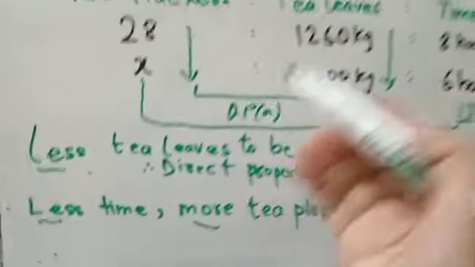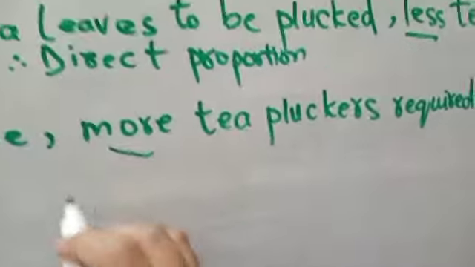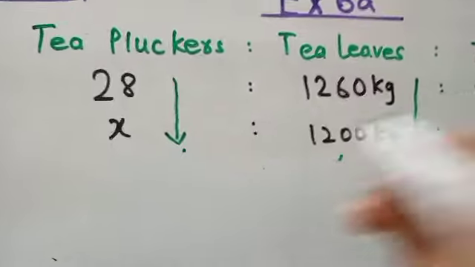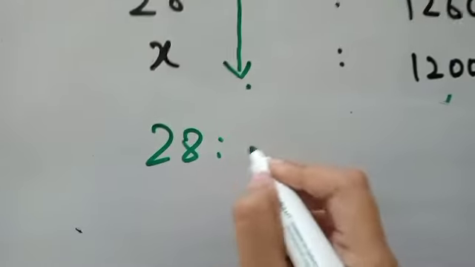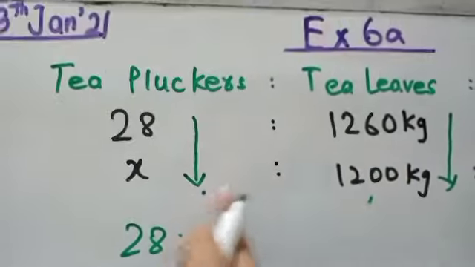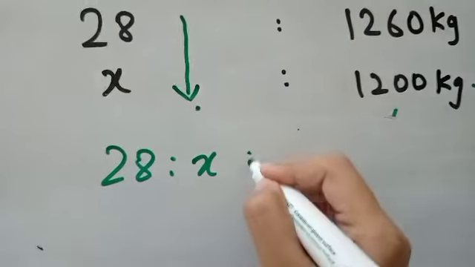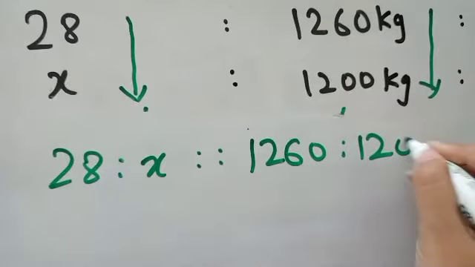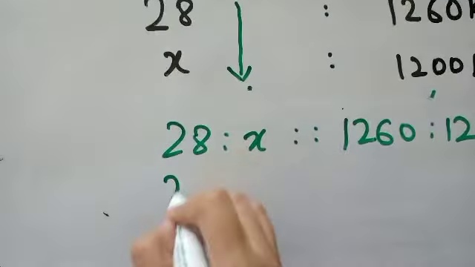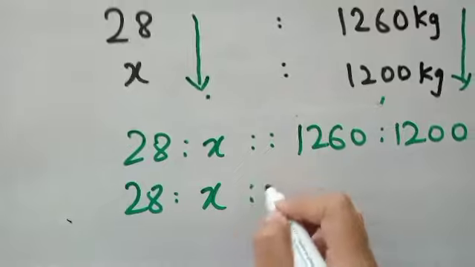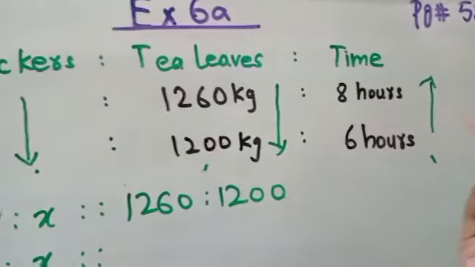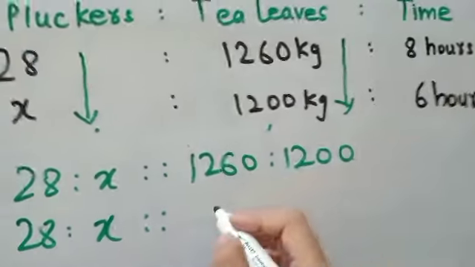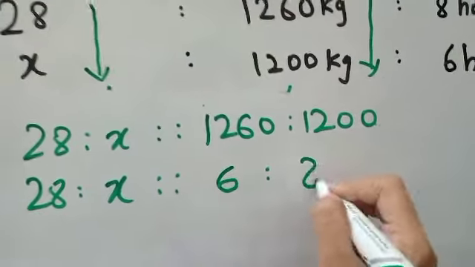Now I will write down the data. I will copy, I will make my sum. So 28. So I will write 28 is to X. Since it is directly proportional, tea pluckers and tea leaves, I will not change the position. Proportion to 1260 is to 1200. Now next, tea pluckers, again 28 is to X. I am not changing the position, but of time I will change the position because it is inversely proportional. So 8 is written first, I will write it afterwards. 6 I will write it first.